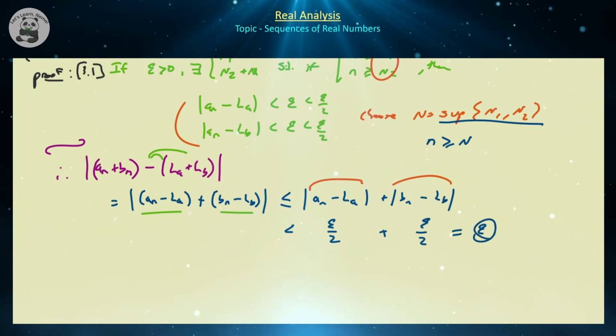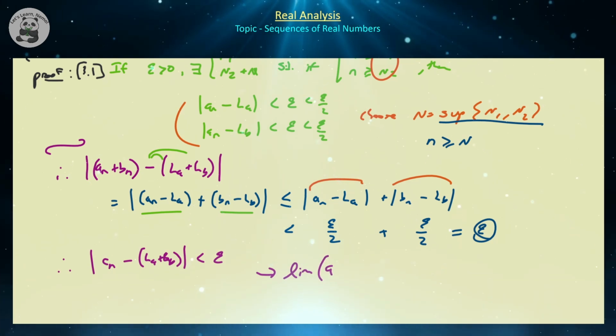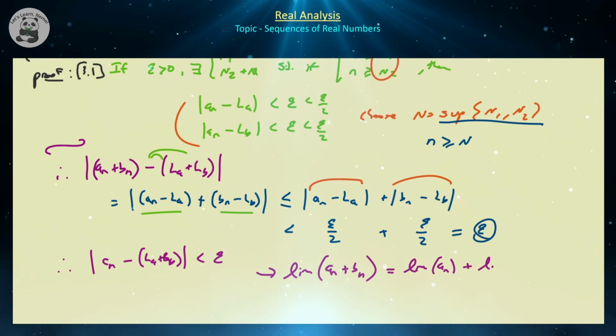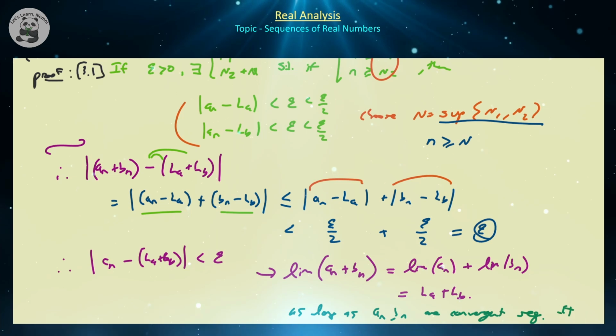number. So we see, equivalently, if we change notations, that's the absolute value of Cn minus the sum La and Lb is less than epsilon, which means that the limit of An plus Bn is actually equal to the sum of the limits of An and Bn, which is equal to La plus Lb, as long as An and Bn are convergent sequences. That was the assumption.